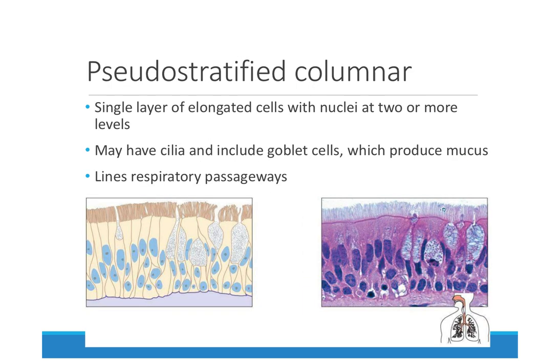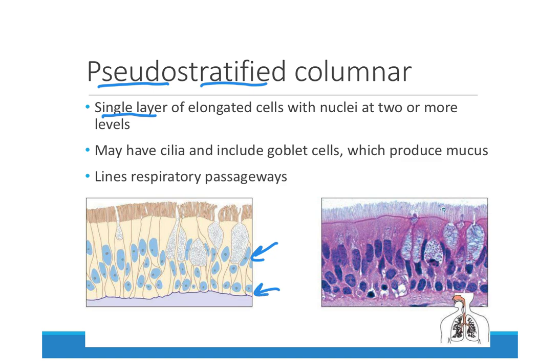There's another category of epithelial cell, which is called pseudostratified columnar. So pseudo, I think you may already know, means false. So these are only a single layer of long, tall cells, but because the nuclei are positioned at several different levels, they appear to be more than one layer.